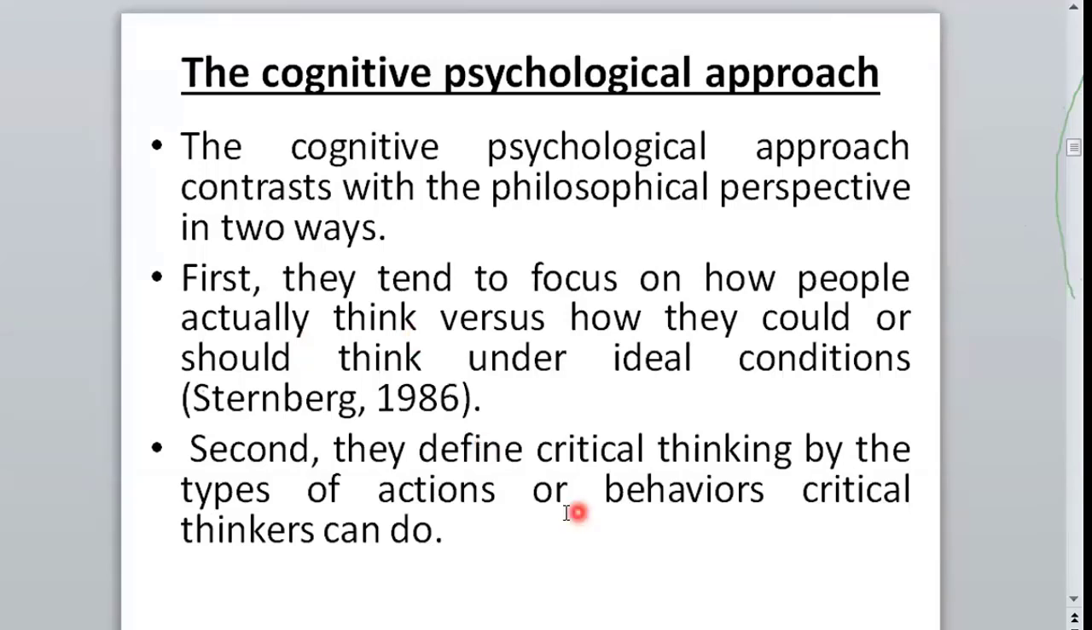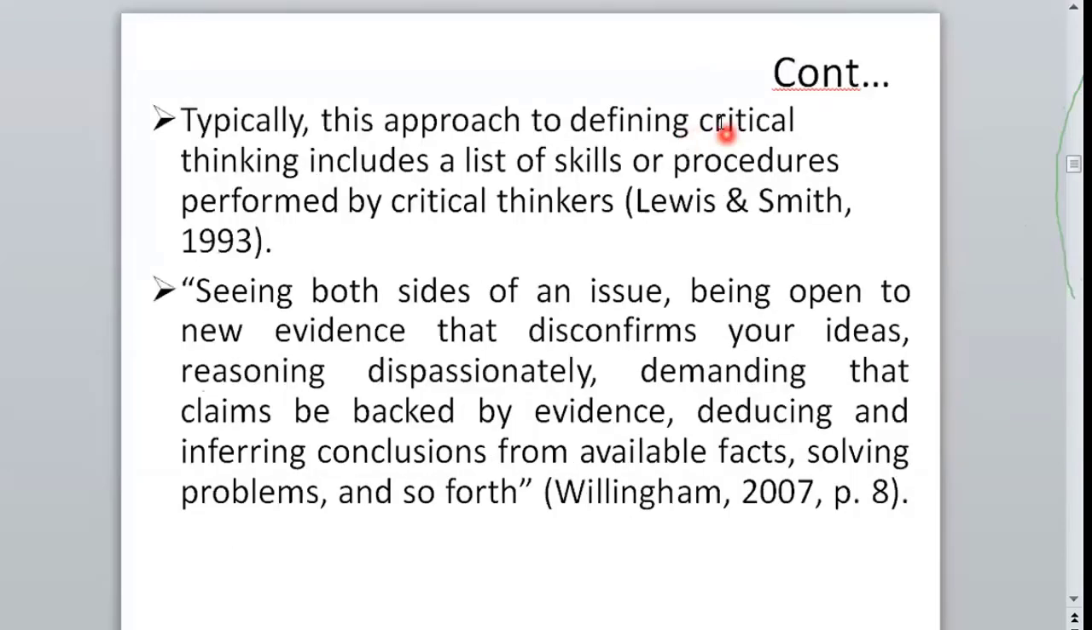The second is that the cognitive psychological approach defines critical thinking by types of action. It's not by listing the qualities and characteristics of the thinker, as the philosopher does. Rather, it is the action and behavior of critical thinkers. Typically, this approach defines critical thinking as a list of skills or procedures performed by critical thinkers. We'll see this psychological or behaviorist approach under the fourth lesson.